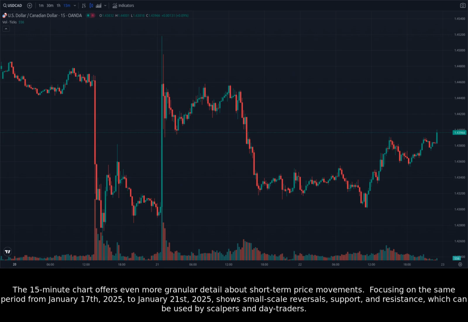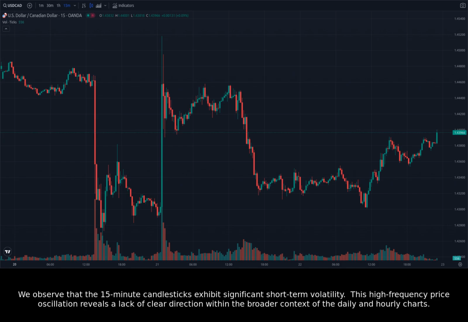Focusing on the same period from January 17, 2025 to January 21, 2025, shows small-scale reversals, support, and resistance, which can be used by scalpers and day traders. We observe that the 15-minute candlesticks exhibit significant short-term volatility. This high-frequency price oscillation reveals a lack of clear direction within the broader context of the daily and hourly charts.